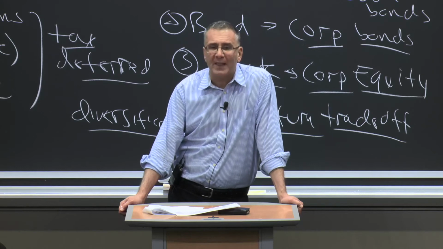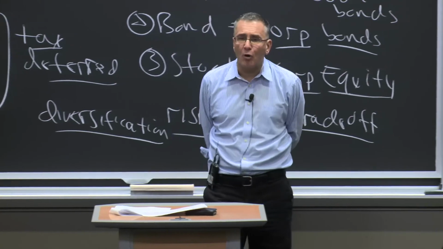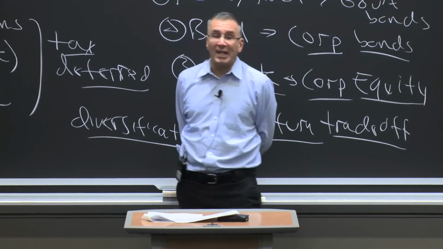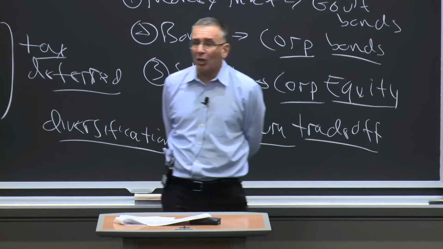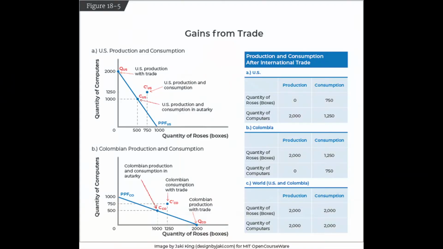But now suppose we allow trade. What happens now? Well, what happens now is the US goes to producing only computers. And Colombia goes to producing only roses. Now let's assume, just to make life easy, that people's tastes are proportional. So if there are more computers and more roses, they just want proportionally more of each. So the US wants two computers for every rose, and Colombia wants 2 roses for every computer. That's just their tastes.